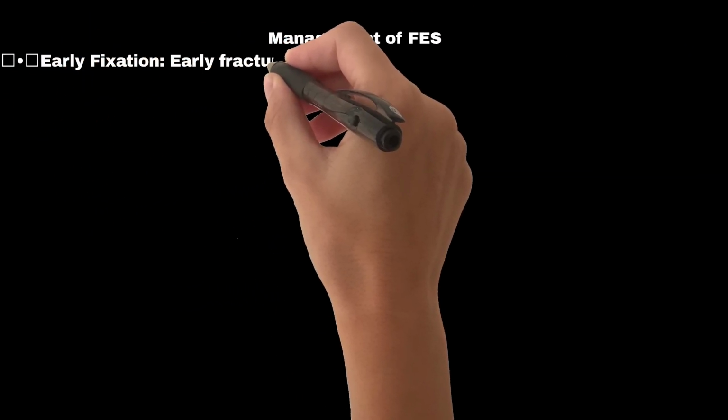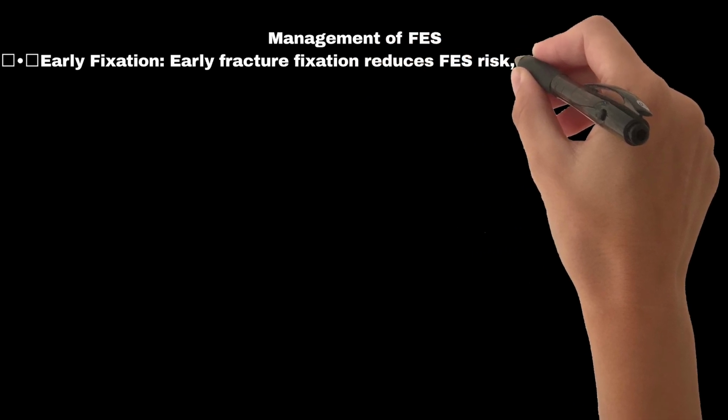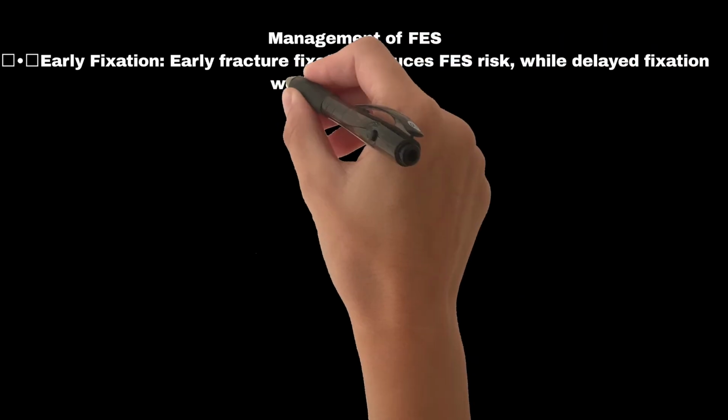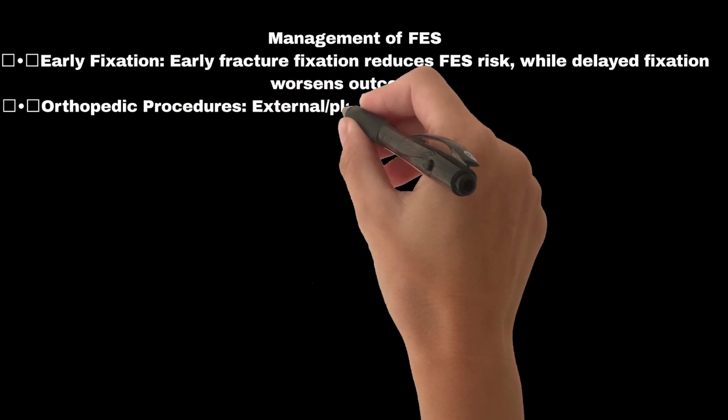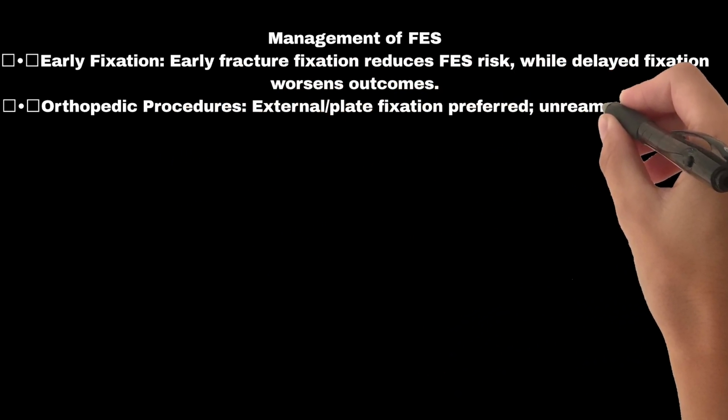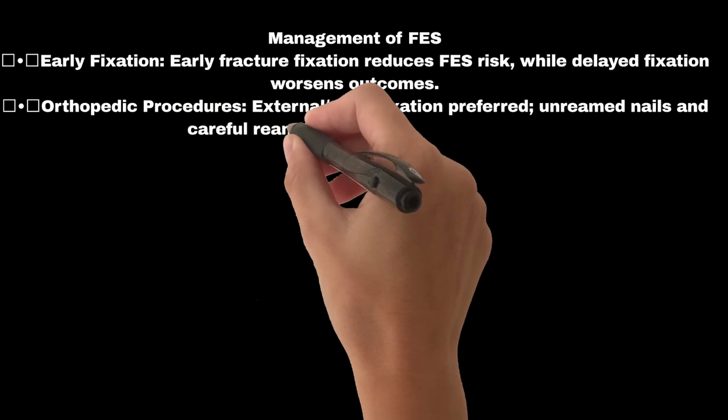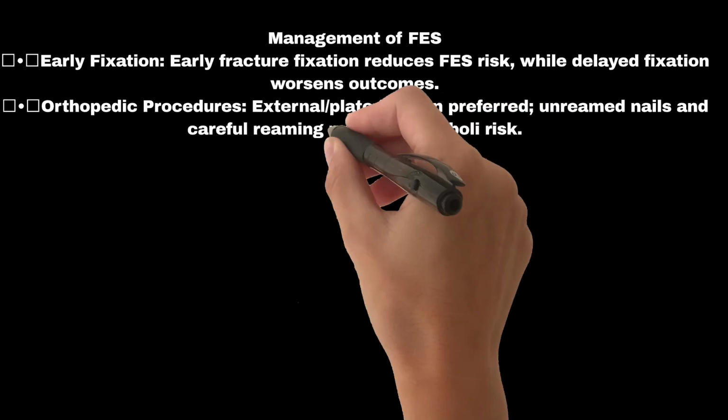Management of fat embolism syndrome. Early fixation. Early fracture fixation reduces FES risk, while delayed fixation worsens outcomes. Orthopedic procedures. External plate fixation preferred. Unreamed nails and careful reaming reduce fat emboli risk.